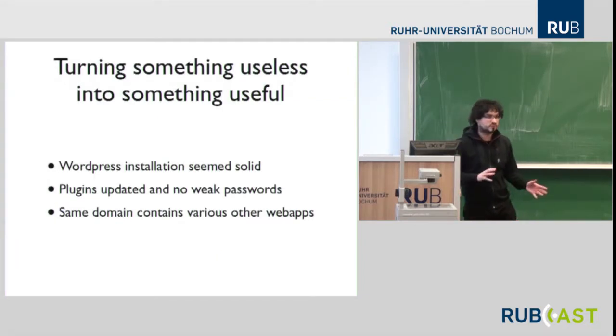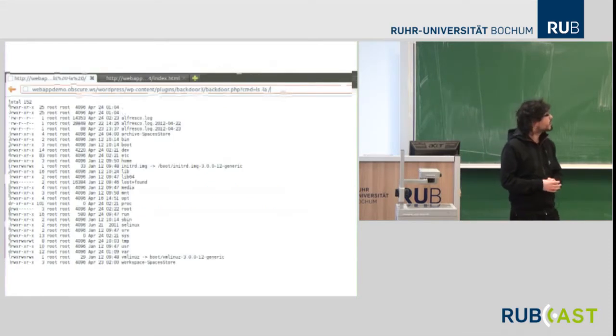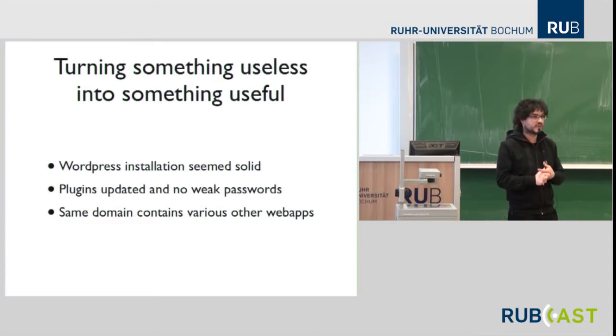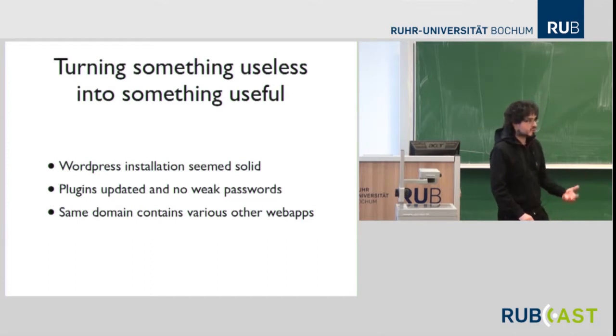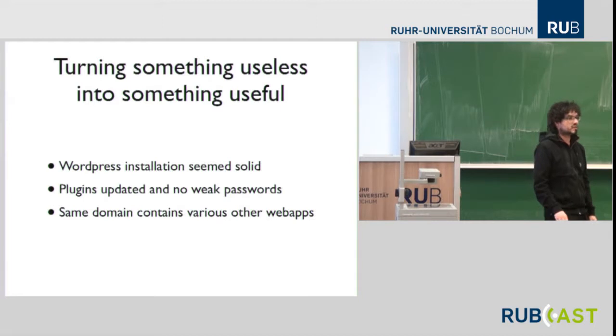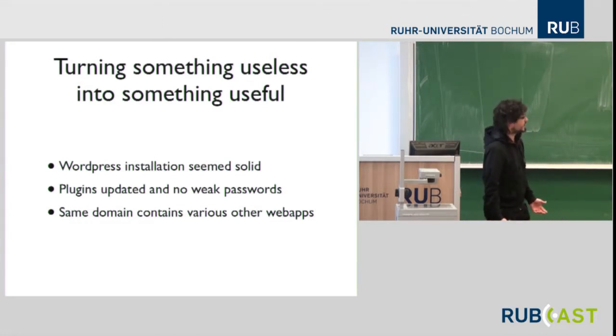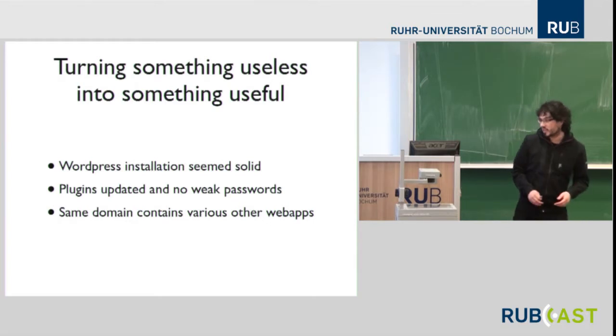Now let's look at a similar example, also involving WordPress. WordPress was quite comfortable for me for these demos, but the same thing applies to other web applications. So you have a WordPress installation, and it has no known public exploits, and in this case, no weak passwords, so I cannot log in through WP admin. But on the same domain, there are other web applications.